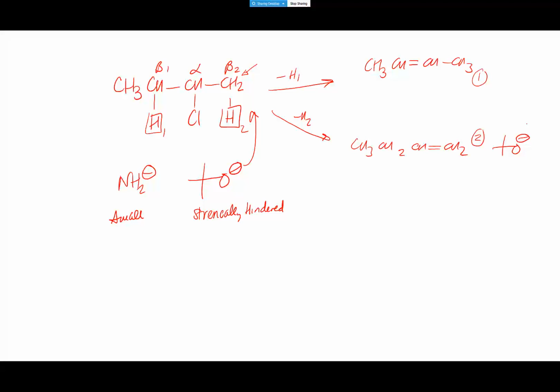Same thing's true for the NH2, right? It's less sterically hindered to get to 2 than it is to get to 1. But can it get to both relatively easily? Yes. It could get to either one of those pretty equally. So now we have to ask the question, well, it can get to either one. What's the major product going to be?